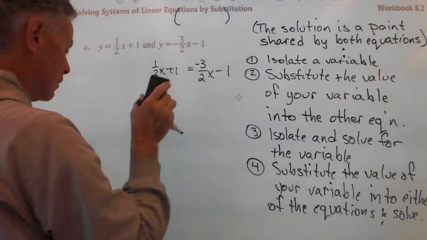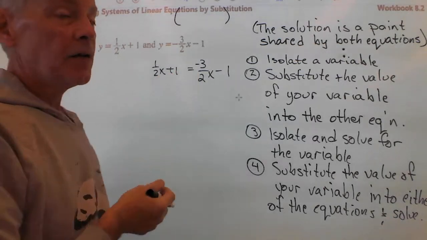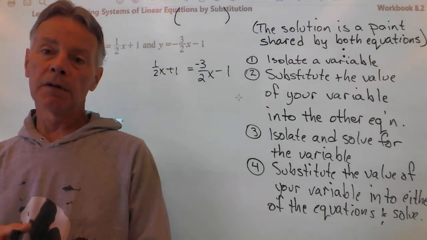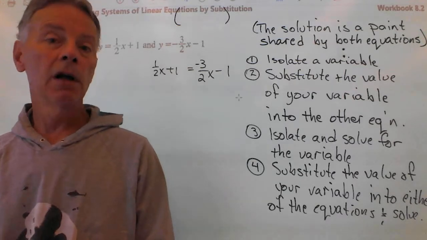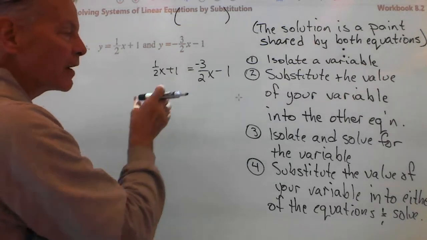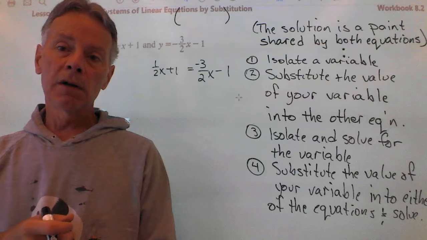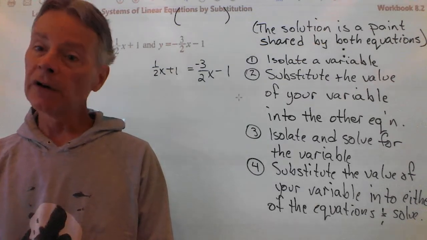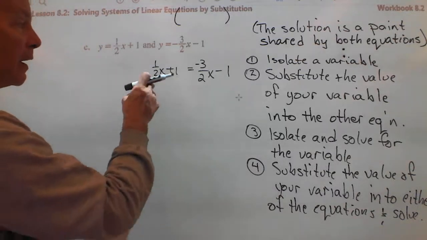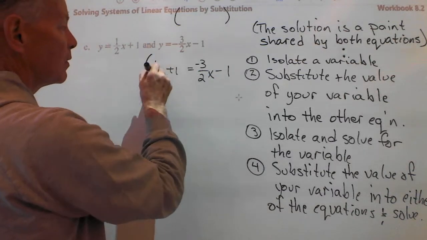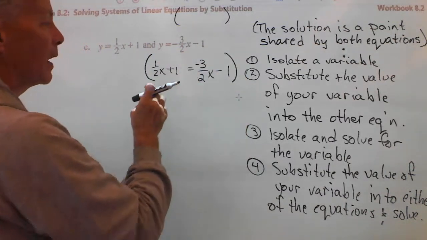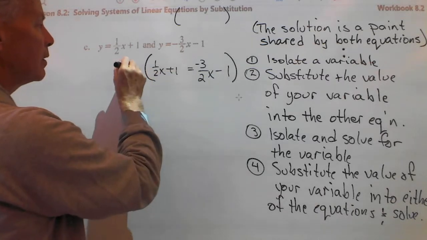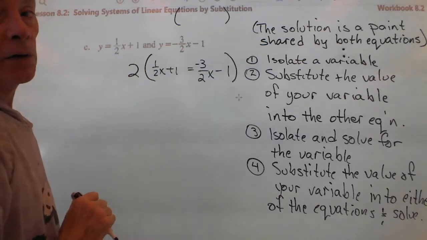And then, and this is something you learned in chapter 7, if you have fractions, get rid of the denominators, okay? It just makes your life so much easier, okay? So to get rid of the denominator, we're going to multiply everything through by the least common denominator, which in this case is 2, okay?